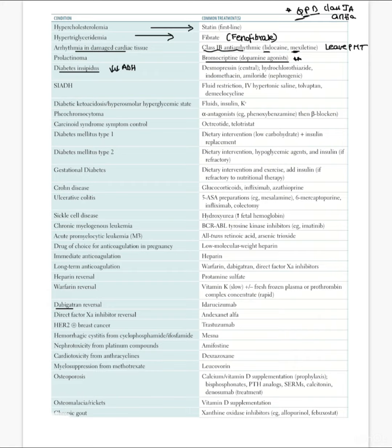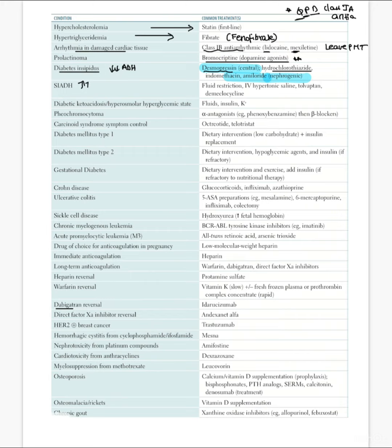ADH, antidiuretic hormone, prevents the loss of water. When ADH decreases, there will be loss of water in the urine, guys. So body water will decrease. As a result, serum osmolarity will increase. So we use desmopressin, that is a synthetic analog, and if it is due to a nephrogenic cause, where it is due to ADH resistance, we can use amiloride or hydrochlorothiazide, again important.